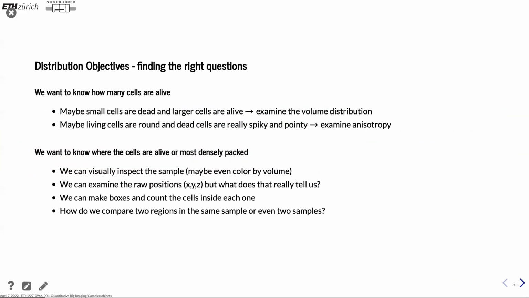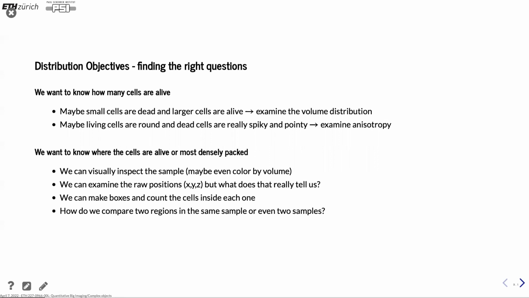So for example, looking at the practical example here, how many cells are alive? In this question, you can ask yourself, what are the criteria to tell if a cell is alive? One thing would be to look at the volume distribution. Smaller cells are usually shrunk and not so alive. Otherwise, you can also see how the shape, maybe the shrinking produces a more irregular shape around the cell, not blown up as you would expect it. So then you could look at the anisotropy or some other metric.